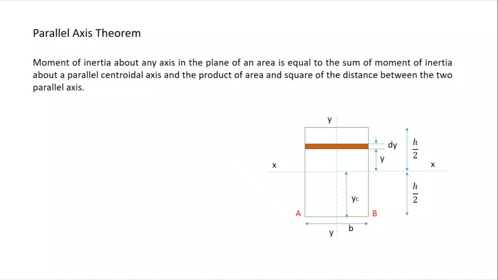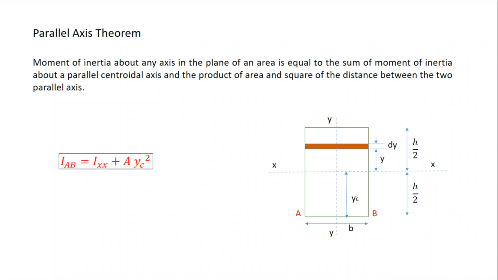Then what is the parallel axis theorem? The moment of inertia about any axis in the plane of an area is equal to the sum of the moment of inertia about a parallel centroidal axis and the product of the area and the square of the distance between the two parallel axes. It is called the parallel axis theorem.